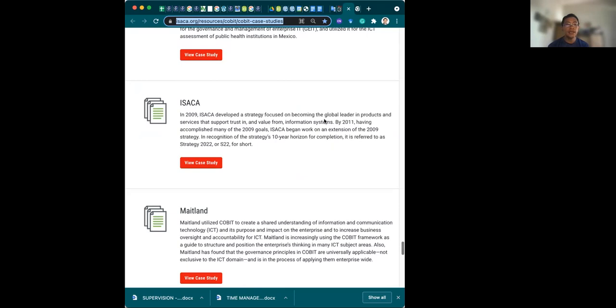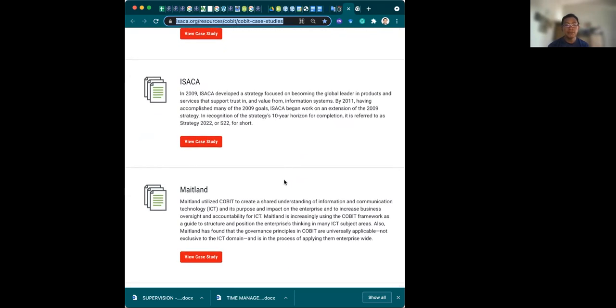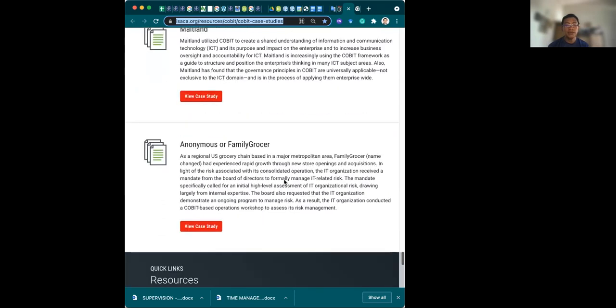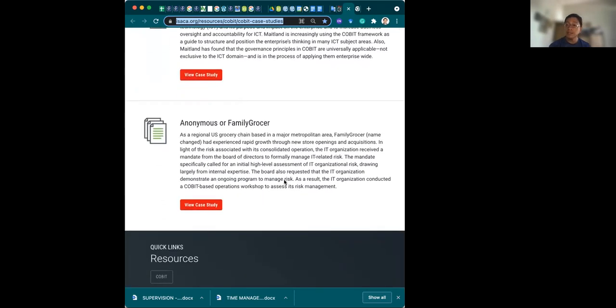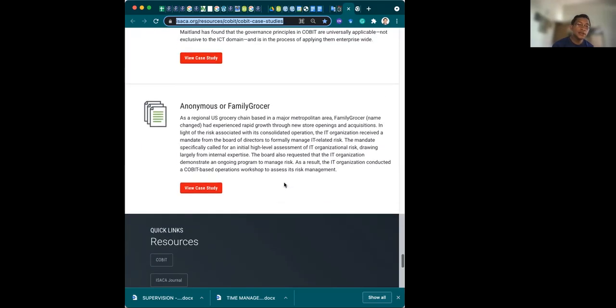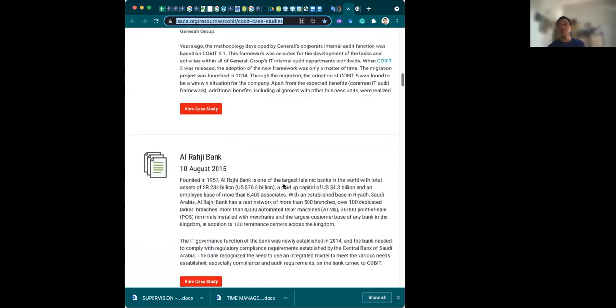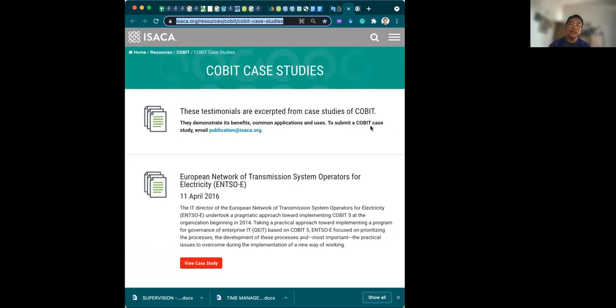Mexico, from Isaka, Maitland, it is a kind of company, I think. A family grocer as well. Sometimes probably the name is fake, but the case is real actually, right? So that's it. We have many cases actually. So select carefully, and think about the right governance and management objectives that you will prioritize according to the design factors, right? Okay.